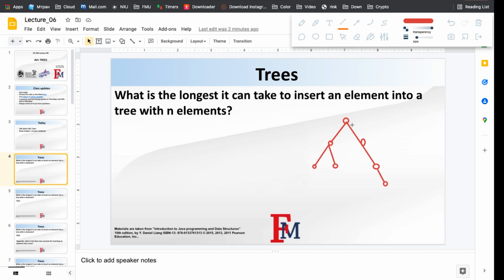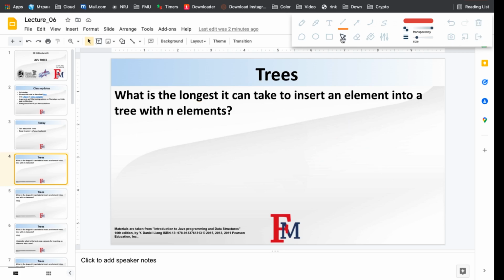Assuming you pay me $1 every time I compare the new element to an element in the tree: if I'm inserting into a binary search tree, I start from the root and go left or right. If you have n nodes, how many dollars will you pay me for inserting an element? We're thinking about the worst case, the longest. The answer is n. At most, with n nodes, you're going to pay me n dollars.